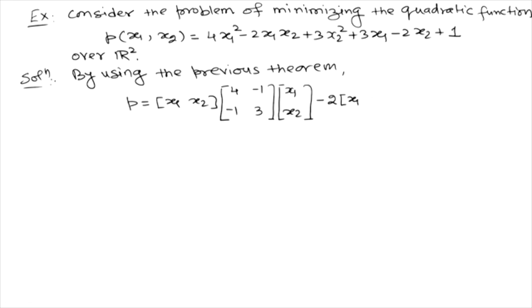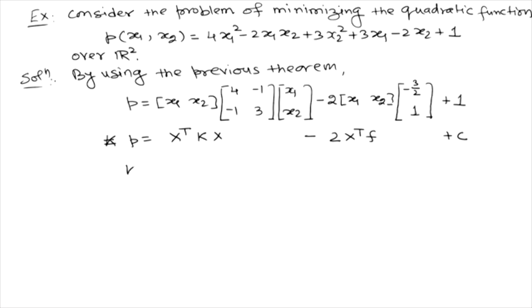So, x^T is x1, x2, and what will be f here? If we see the coefficient of x1, it is plus 3, so it will become minus 3 by 2, and if we see the coefficient of x2, it is minus 2, so it comes out to be 1. Comparing with x transpose K x minus 2 times x^T f plus c, K is 4, minus 1, minus 1, 3. f is minus 3 by 2 and 1, and c is 1.